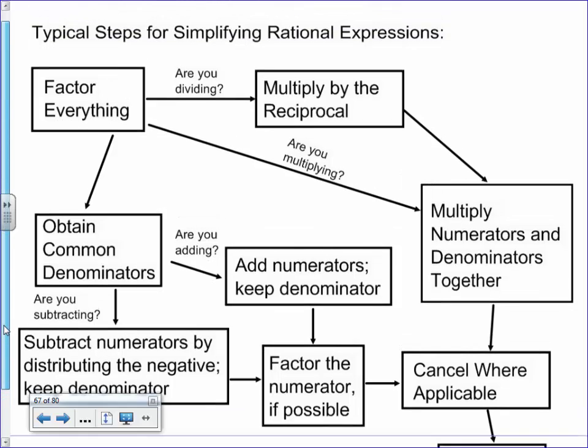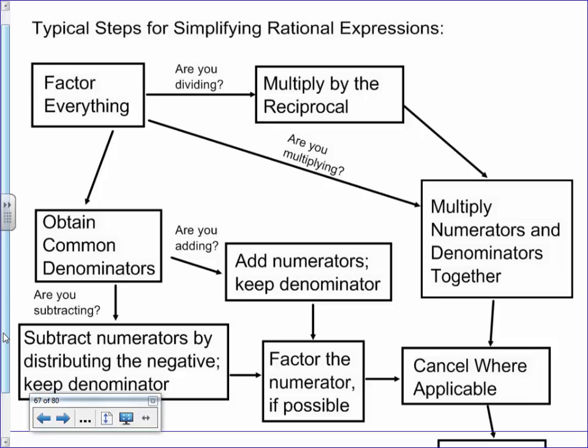So basically this walks you through everything that might happen when it comes to rational expressions. So first step, I would say, regardless of what you're doing, factor. Factoring will not serve you wrong. You should factor if you can. If you divide, multiply by the reciprocal, like flip it upside down. If you're multiplying, just multiply stuff together and cancel. That's kind of the easy section.